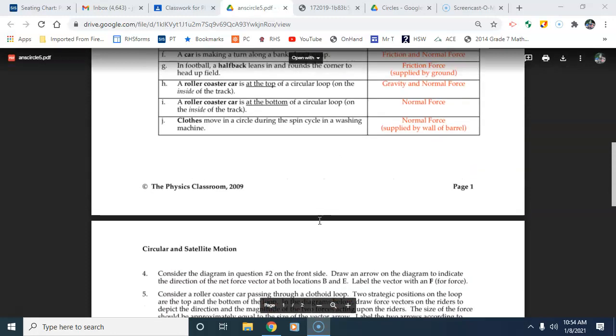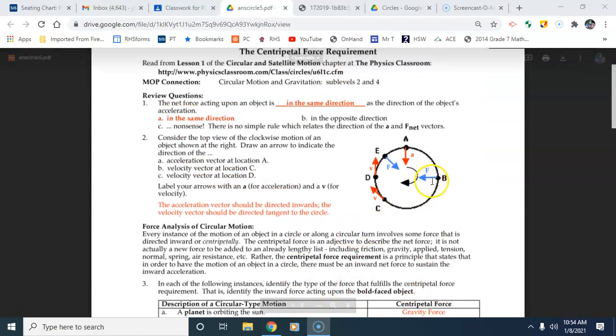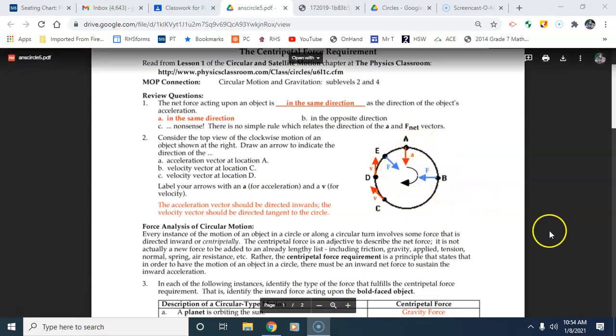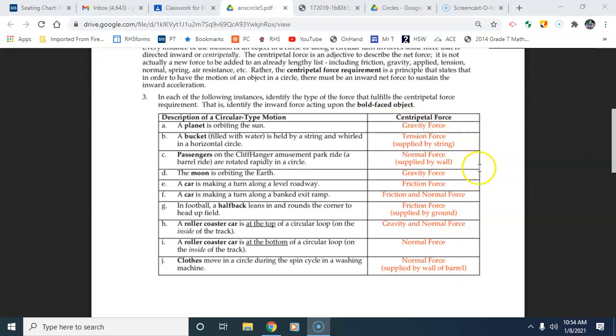But overall, I would say the most important things to remember about the study guide is that the force making you go in a circle is centripetal. It points along the center just like the acceleration, and know these specific common forces that could be centripetal or make you go through a circle.